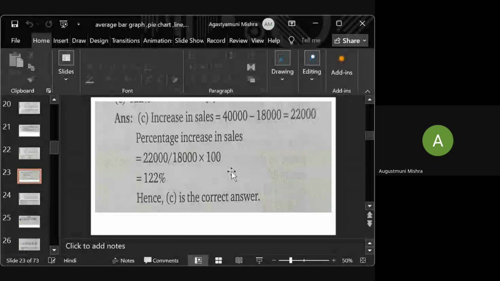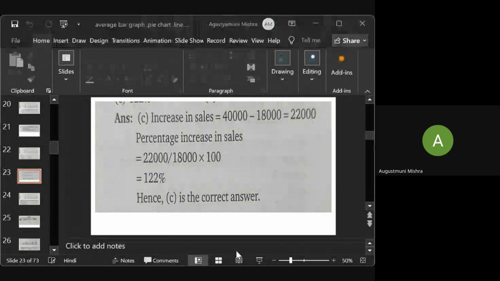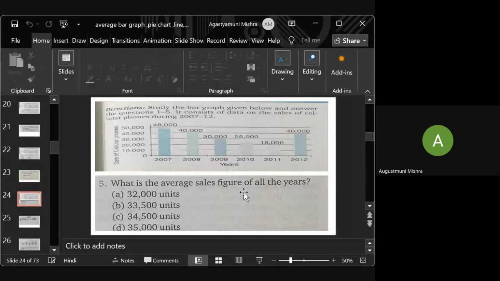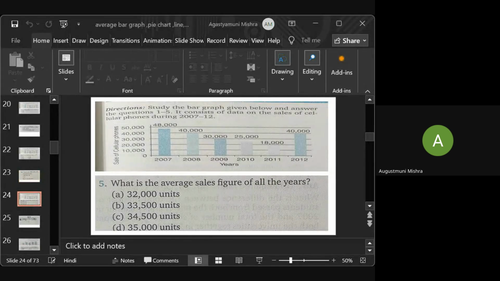Again, the formula which we have discussed is used here. I'm changing the slide. I hope there is no issue with that. Next question is, your time starts now. At 6:53, I will change the slide.